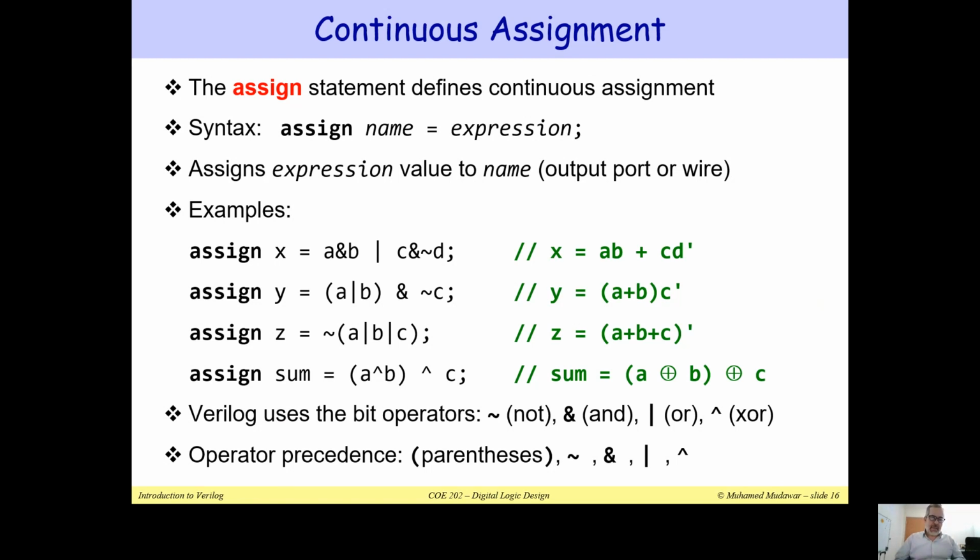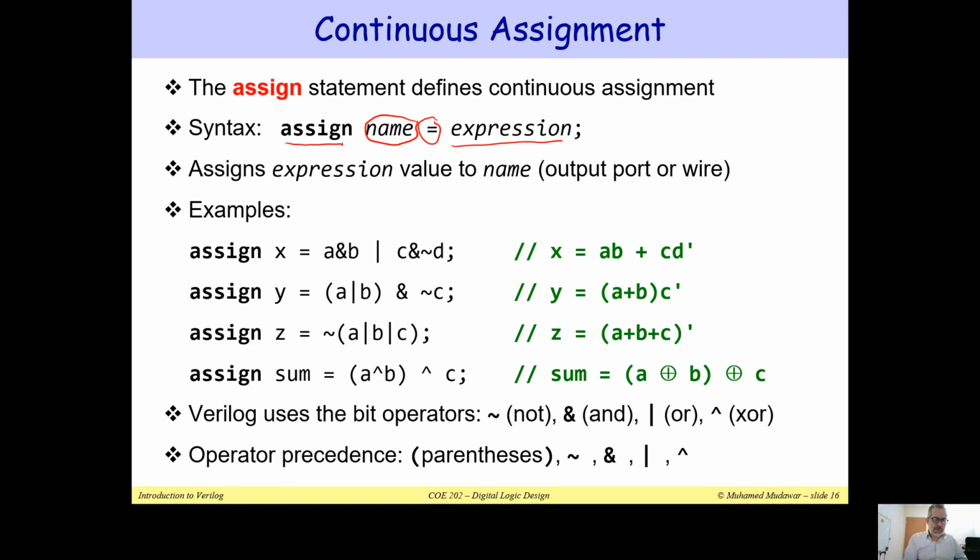So the syntax is that you write assign. This is a keyword followed by a name. For example, this can be the name of an output port, or it could be a wire that you have declared inside the module. And then you write the assignment operator, and then you write an expression. And of course, you terminate this with the semicolon. So this is the syntax. This is how you write continuous assignments in Verilog.